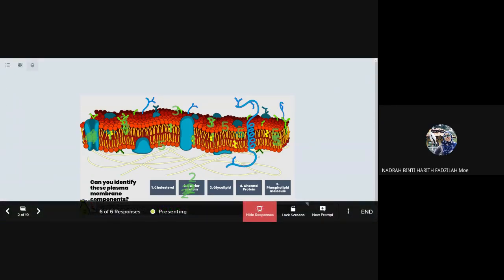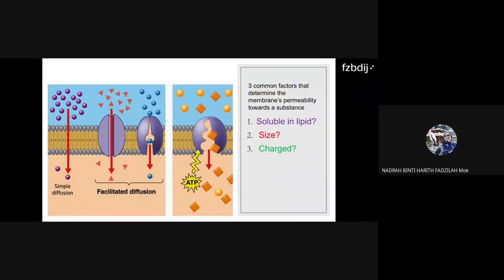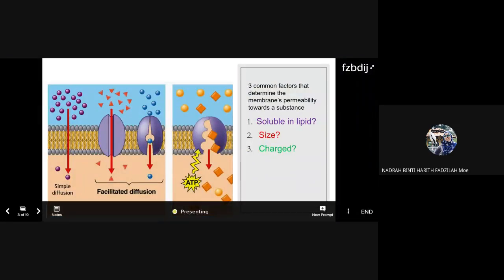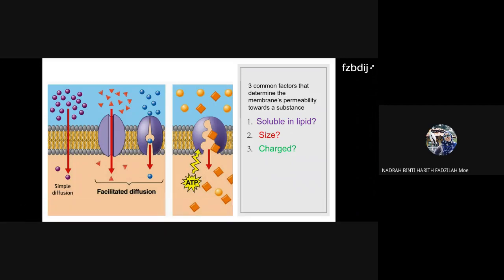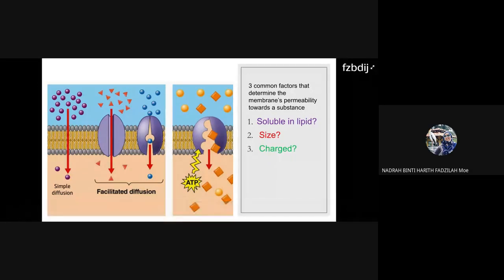Okay, since we have identified the structures that build up plasma membrane, let's take a look at how these structures influence the transport of substances across plasma membrane. So, whenever we want to take a look at a membrane's permeability towards a substance, bila kita nak tengok bahan apa yang boleh merentasi membran plasma, kita ada beberapa soalan yang kita kena jawab. Kita kena dapatkan jawapan untuk beberapa soalan.